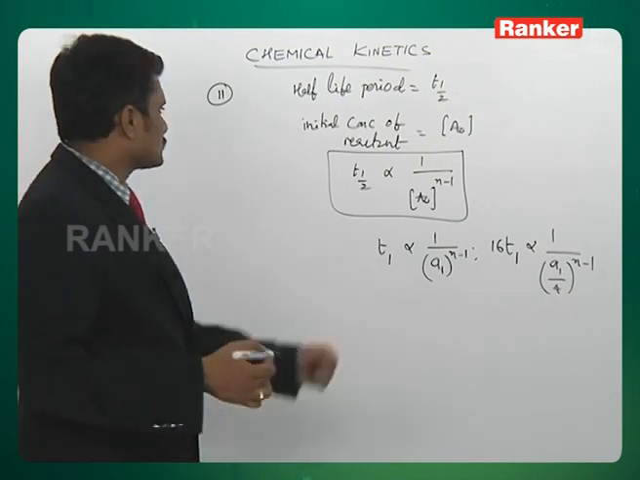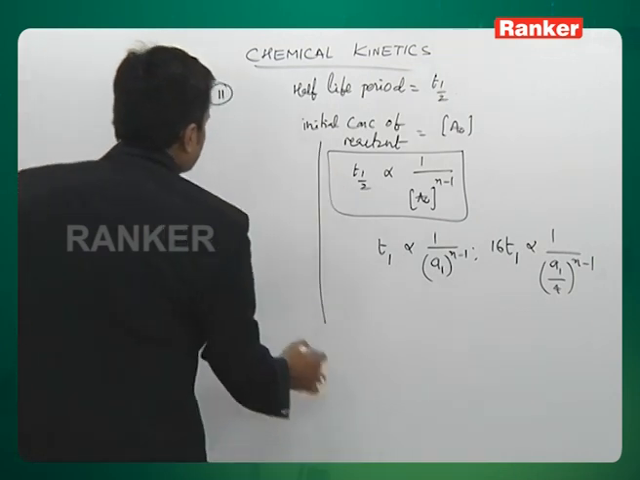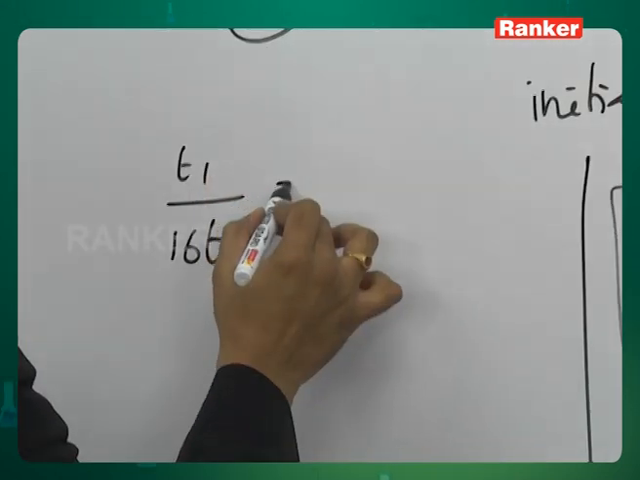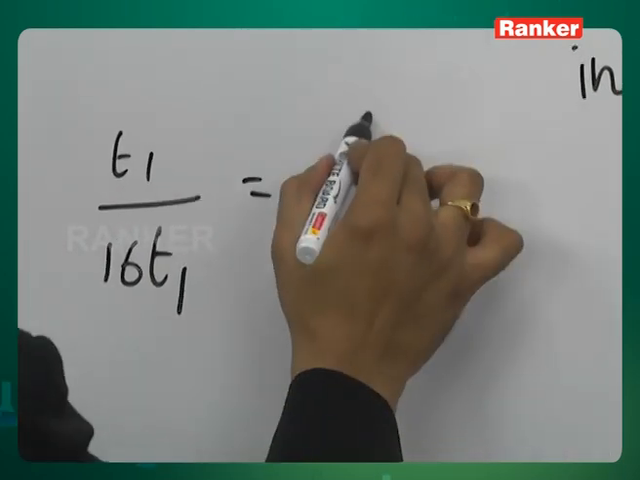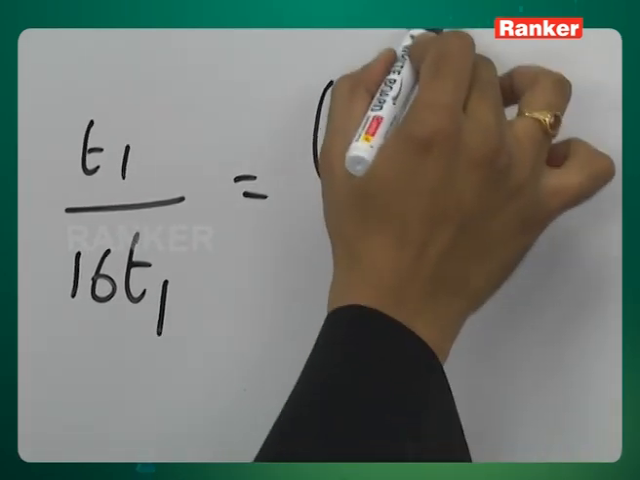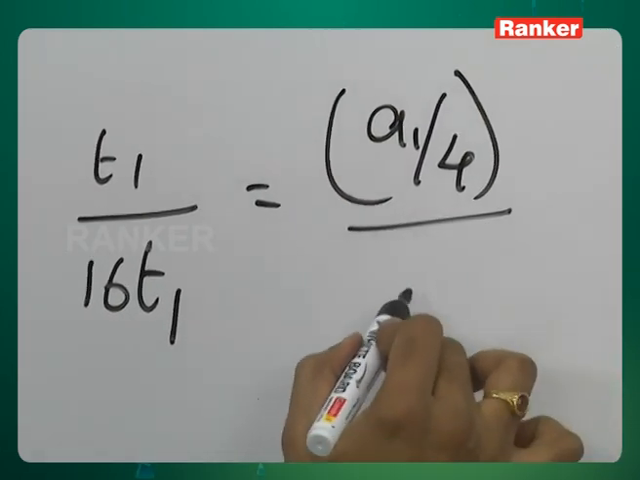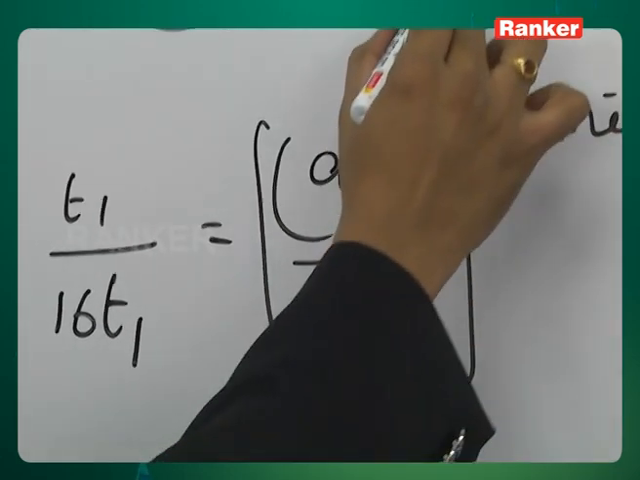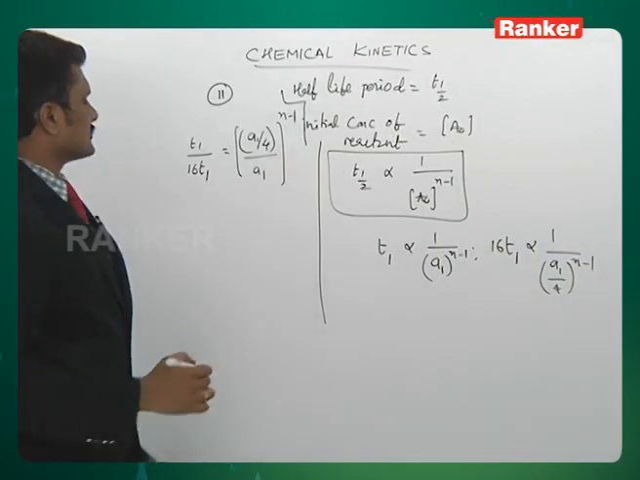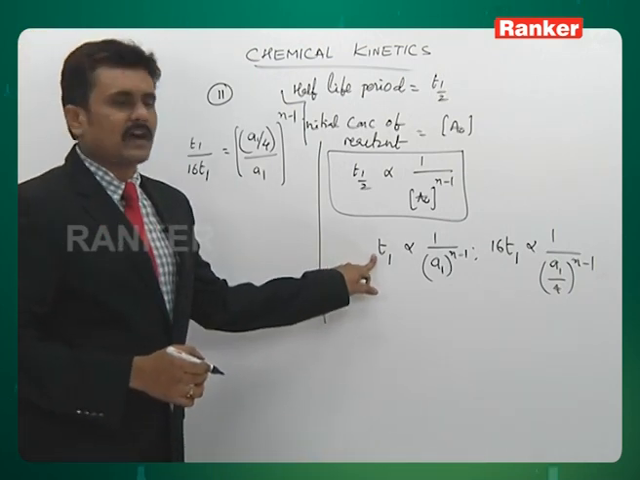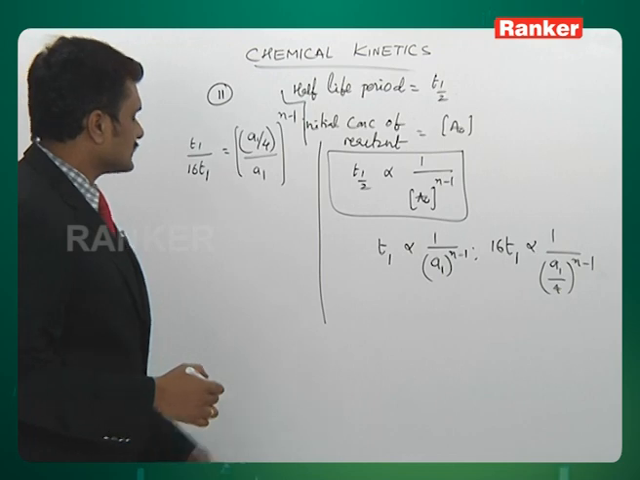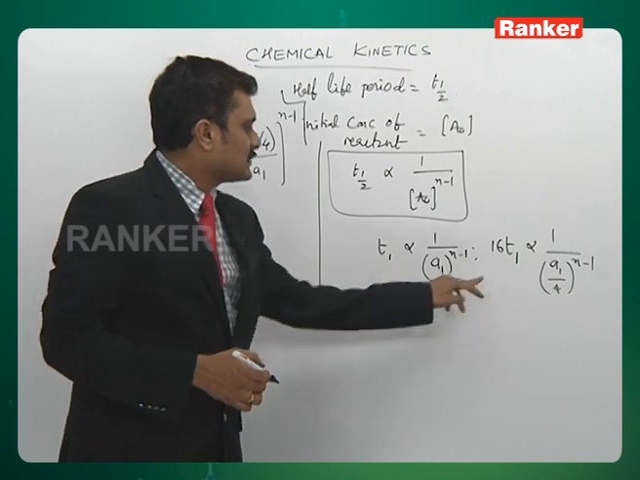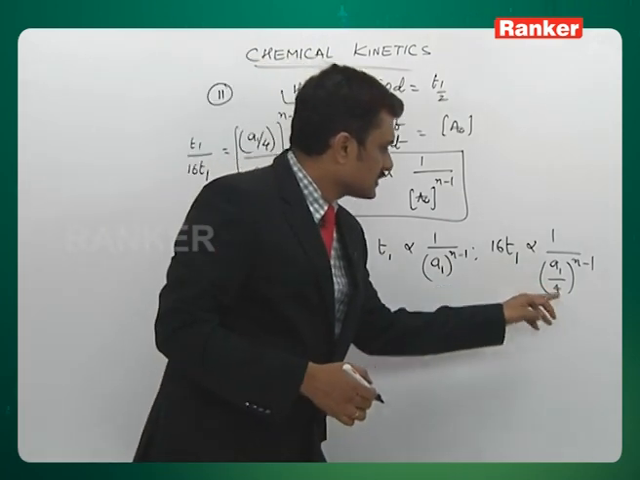Now, when I take the ratio of the two, you can see that T1 upon 16 T1 is equal to A1 by 4 whole power divided by A1 whole power n minus 1. So, you can see, my dear student, that there is a relationship between T half and initial concentration, which I am writing here. I have assumed that when the initial concentration is A1, the half-life period is T1, and it has become 16 T1 when the initial concentration is reduced to 1/4.